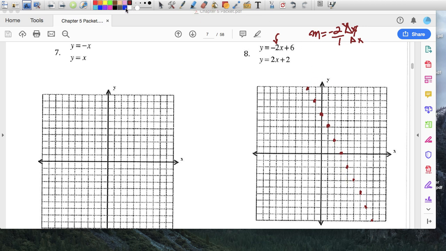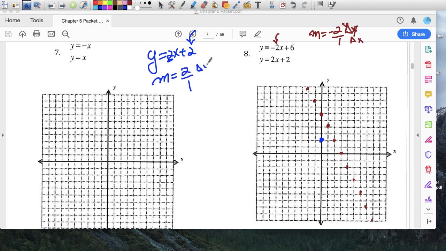So I'm going to change colors for the other one. y equals 2x plus 2. Our second equation, my y-intercept is this guy over here, which is 2. So my y-intercept is 2 on the y-axis. And then my slope equals 2, right? My slope is 2, or 2 over 1.